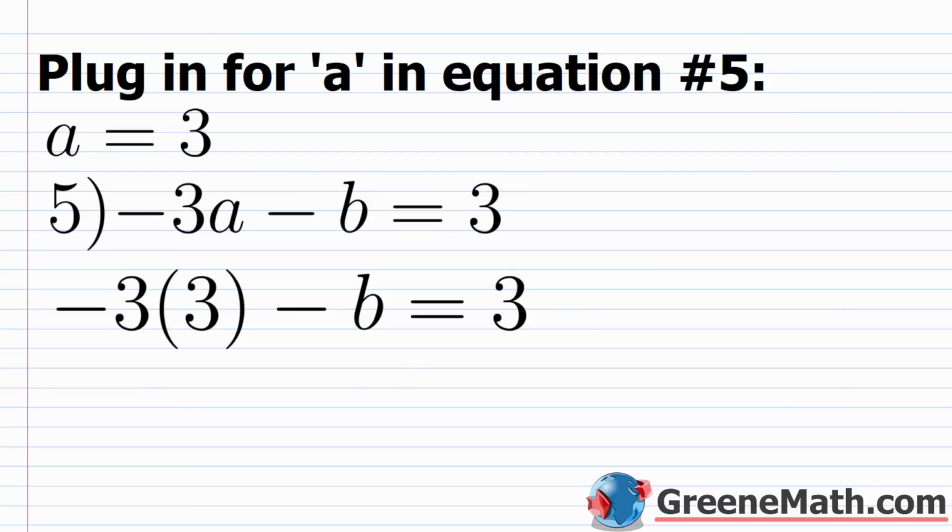Again, you're going to plug in for a in either equation number 4 or number 5. It does not matter. We're just going to pick number 5. So here, your a is 3, so that's going to get plugged in right there for a. So -3 times 3 is -9. Then we have minus b is equal to 3.